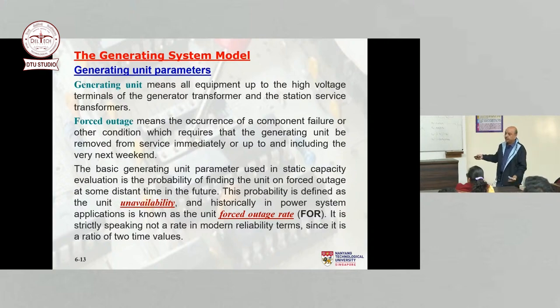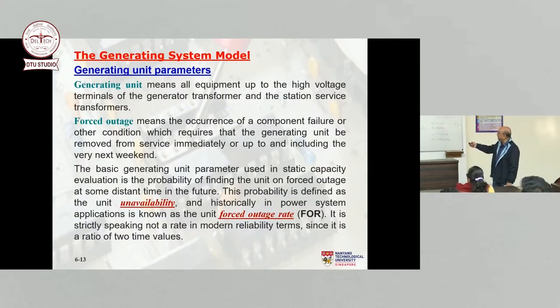So for the generating unit, we are going to define a basic generating unit parameter which we use in the generating capacity reliability evaluation. And that is the probability of finding the generating unit on forced outage at some distant time in the future. Remember, we are doing static capacity reliability evaluation, long-term planning. So we want to know at some point in the future, what is the probability that the generator will be up? What is the probability that the generator will be down? That's what we are after.